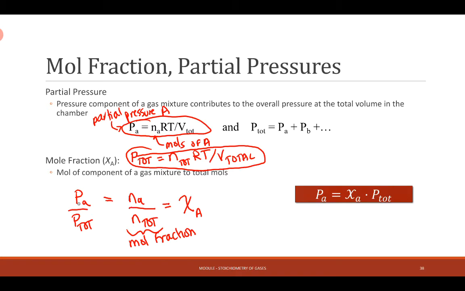So we can take this, in order to solve for our partial pressure of A, we can multiply both sides by P total, bringing the P total over here, and then we end up with this equation, where the partial pressure of A is equal to the mole fraction of A times the total pressure.